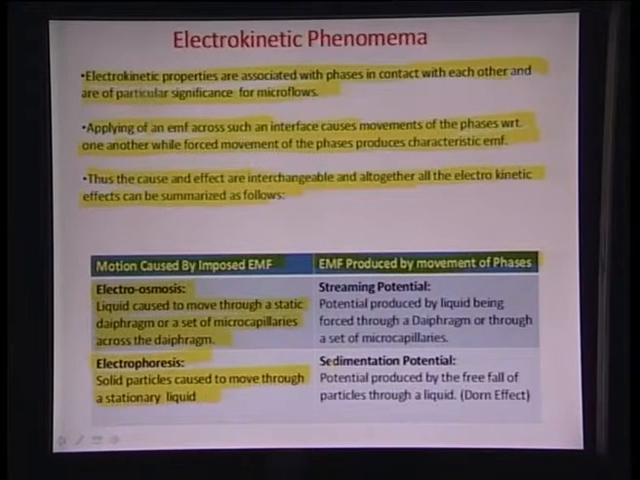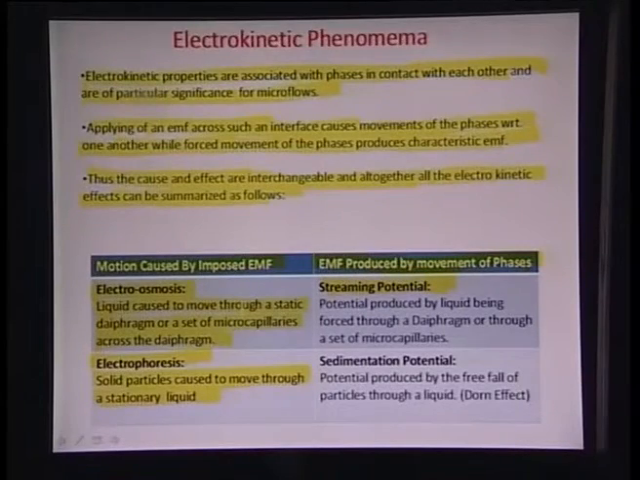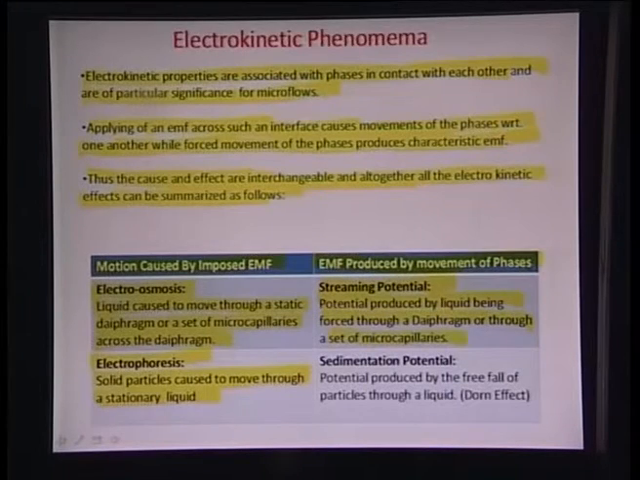So, for the other mechanism where EMF is produced by the movement of phases, the first property is the streaming potential, which is the potential produced by the liquid which is being forced through a diaphragm or through a set of microcapillaries. Okay. And also sedimentation potential, the potential produced by the free fall of particles, especially when they are suspended in a liquid medium. This is also known as the Dorn effect.